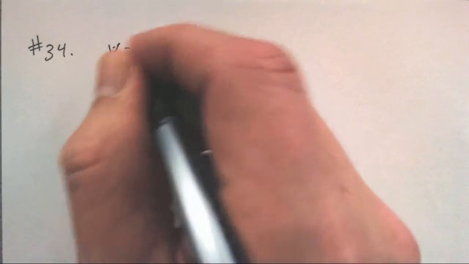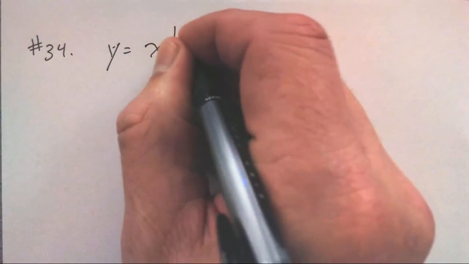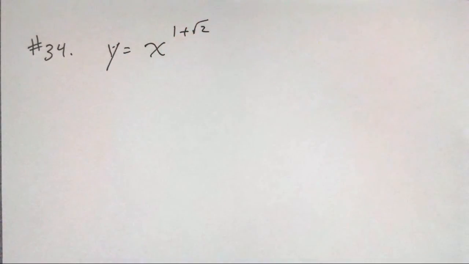Okay, let's jump to number 34. Number 34, all of a sudden we just jump back into mechanics. It just says find dy/dx. Number 34, surely there must be something to it. It says y equals x to the 1 plus root 2. And we may build a big monument to this 1 plus root 2.